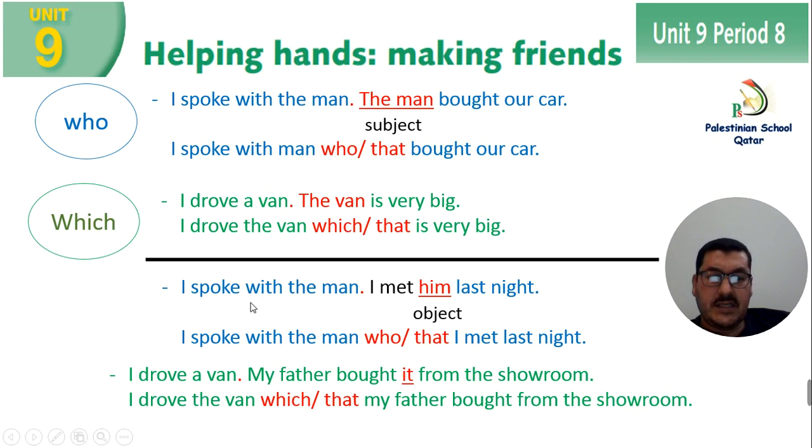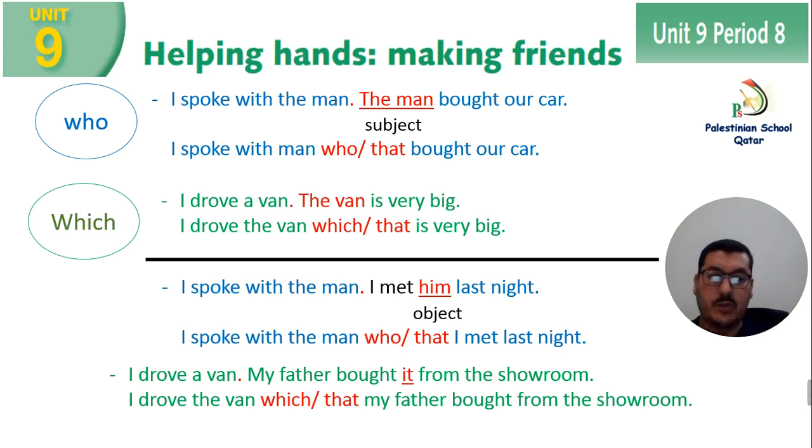Now in this sentence, I spoke with the man, full stop, I met him last night. Him here refers to the man I'm talking about. When I change it with a relative clause, I say, I spoke with the man who I met last night. So I remove the full stop, and I also remove the object and put who or that instead.